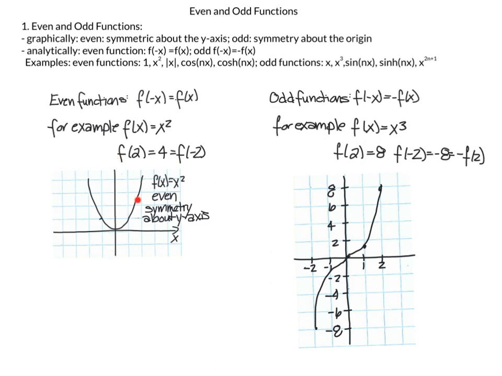In other words, this side of the axis looks like this side of the axis. If you fold your piece of paper over, it would match up. Here we have odd functions where f of negative x is equal to negative f of x. So for example, x to the third, again using our 2 and minus 2 example, f of 2 is equal to 8, whereas f of minus 2 is equal to minus 8, which is negative f of 2, exactly the form for an odd function. And odd functions have this symmetry about the origin.